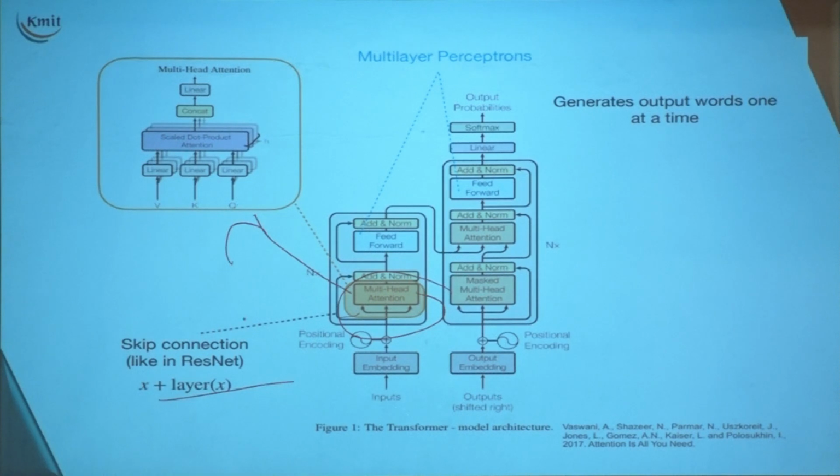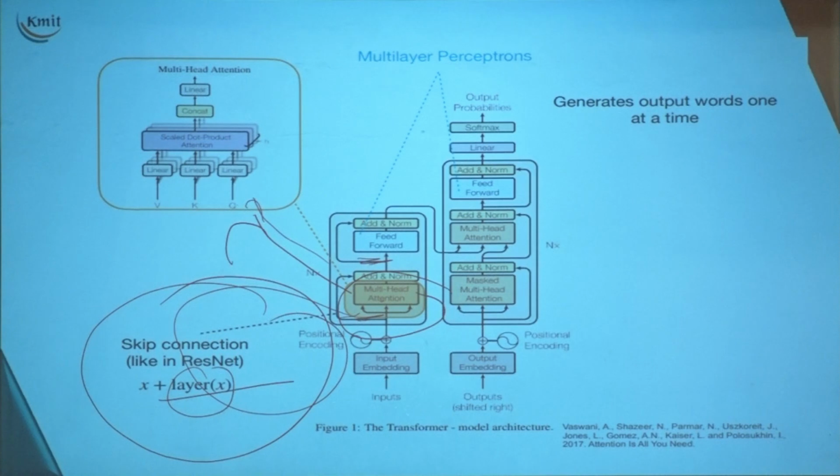So what is the formula that I used for residuals? X plus layer of X. What does this layer represent here? Layer represents either MHA or feed forward. Are you all clear with this? Yes or no? So inside the architecture we have multi-head attention, then the residuals, and then finally we have feed forward. What are those feed forwards? Feed forwards are nothing but the multi-layer perceptrons. Is that clear, everybody? Yes or no?